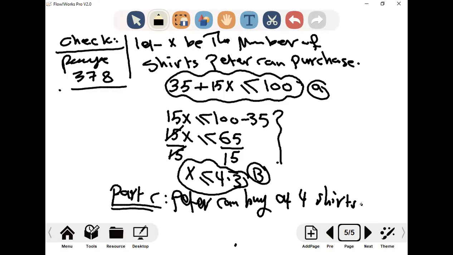4.2, right, 4.2 is included, 4.3 included, right, but I cannot make it here. I make it here at most. Sorry, at most 4 shirts. Get it? Yeah, you can say no more than, or you can say 4 or less, that's fine.